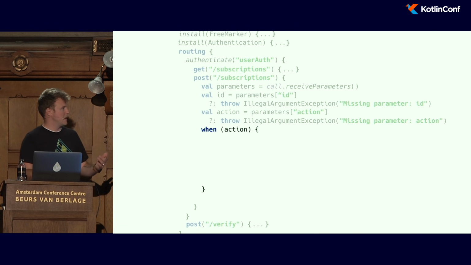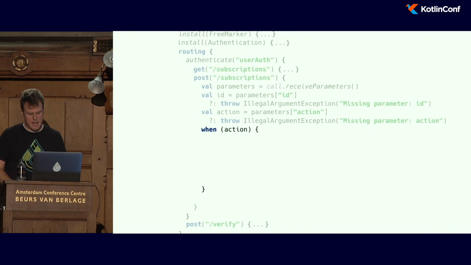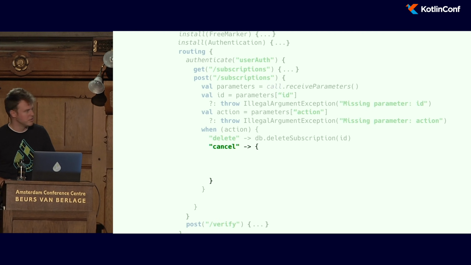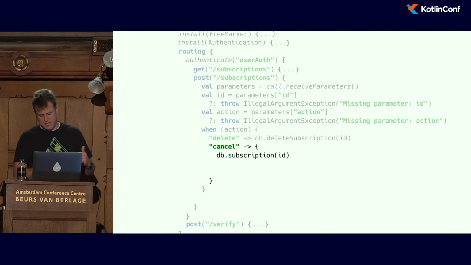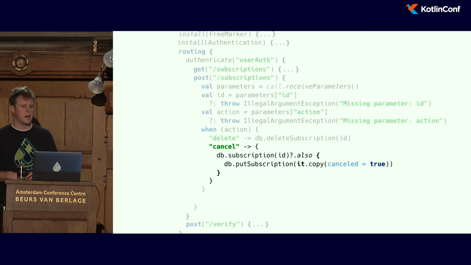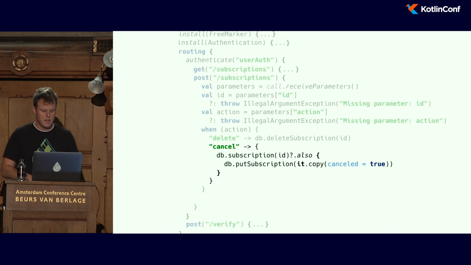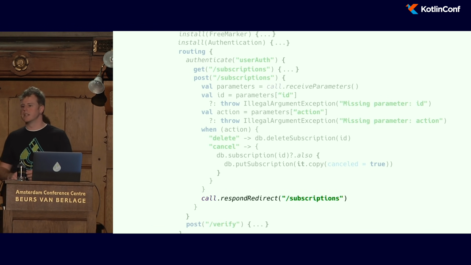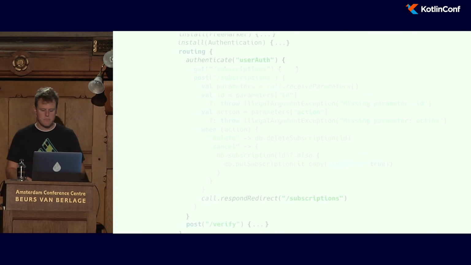And then pretty standard Kotlin code. We act on the action. If it's delete, we delete that item from the database. If it's canceled, we get the item out of the database. And then we put the subscription back in the database, but we do it updated, so with a canceled flag. And then we simply respond with a redirect back to the list of subscriptions.